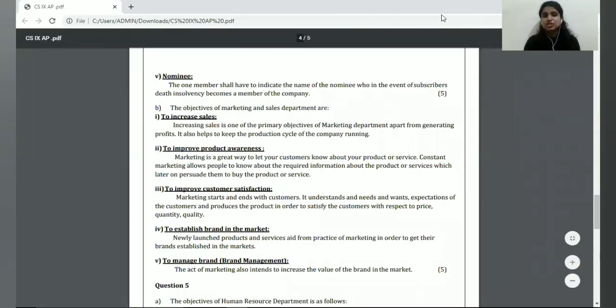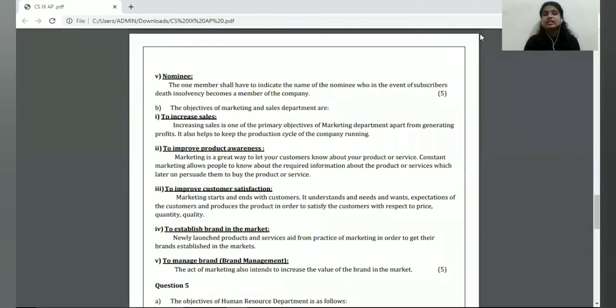The next question, that is question 4b, is state and explain the objectives of marketing and sales department. Now, students, again, you will write the statement, the objectives of marketing and sales department are, and then explain your 5 objectives. Since it's a 5-mark question, you're expected to write 5 objectives. Now, objectives should always start with the word to. So whenever you create your head points, remember when you're writing the answer for your objective, the head points must always start with the word to. So 5 head points, 5 objectives, and their suitable explanation.